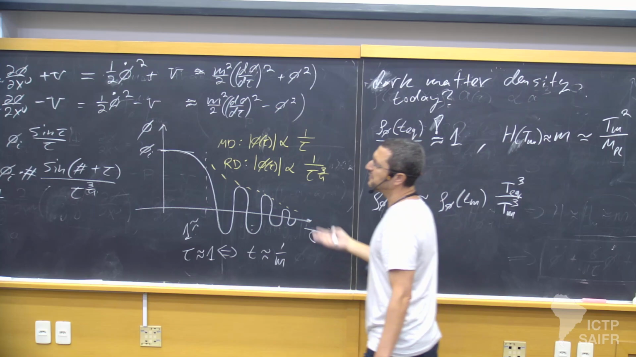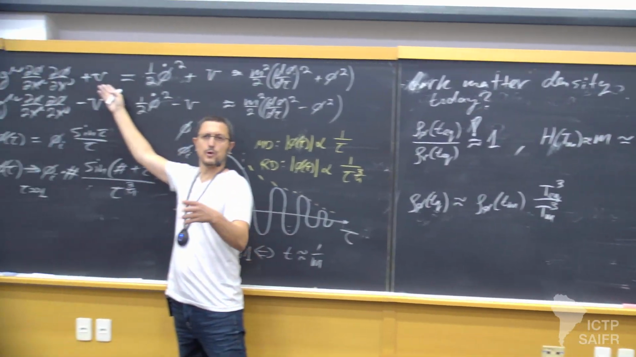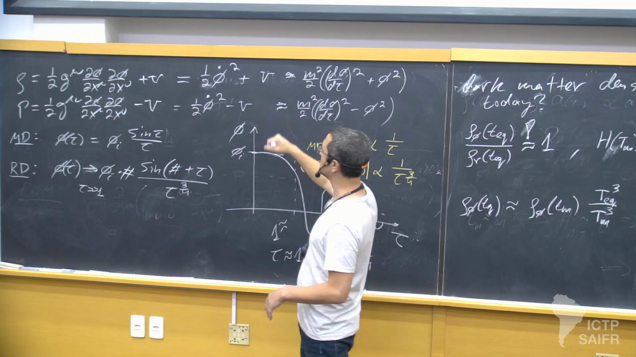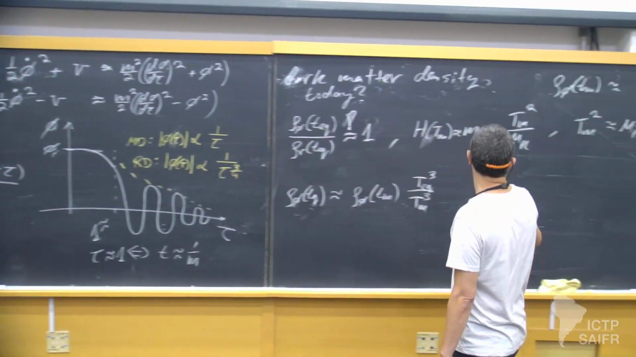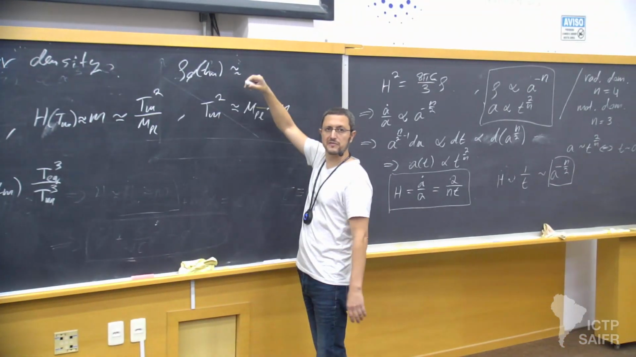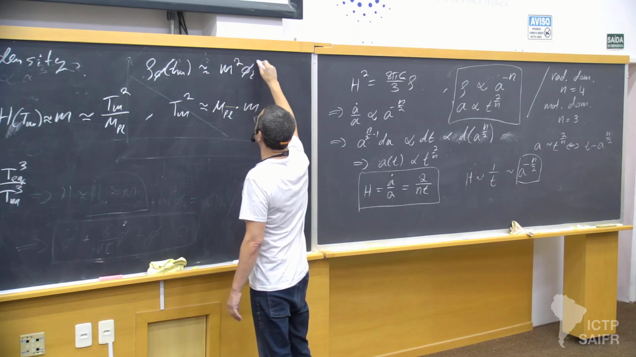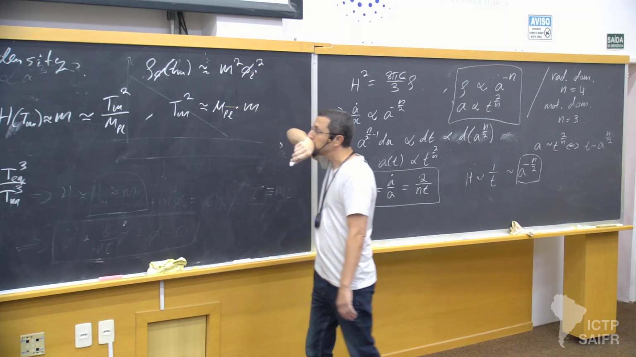So it's just roughly the potential. We started to roll with small derivatives in the beginning. So rho was roughly just the potential. I wrote what the potential is. It's half m squared phi squared. So rho m is roughly, I'm ignoring factors of half, roughly m squared phi I squared.